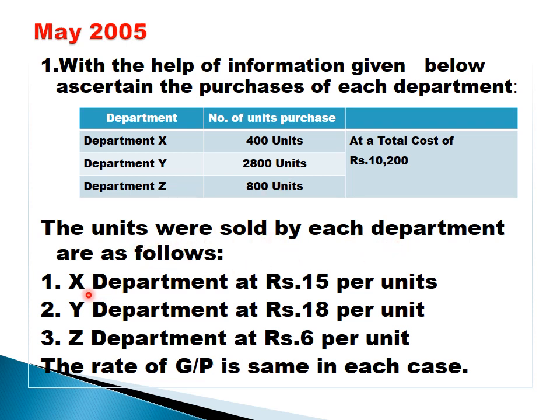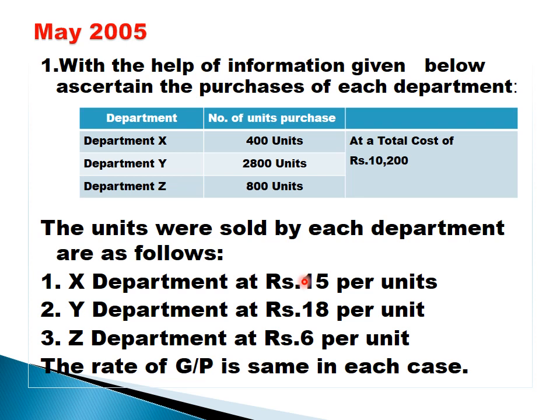The units were sold by each department as follows. Department X have sold at 15 rupees. Department Y have sold at 18 rupees. Department Z have sold at 6 rupees. So 15 rupees, 18 rupees and 6 rupees are called selling price. We call it sale price. The rate of GP is same in each case. That means all departments earn the same rate of GP.